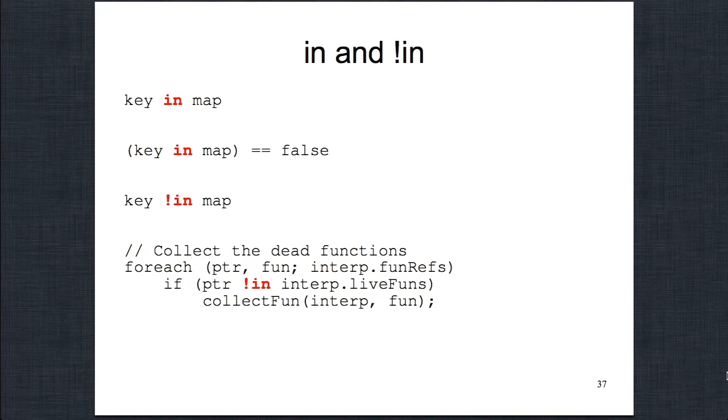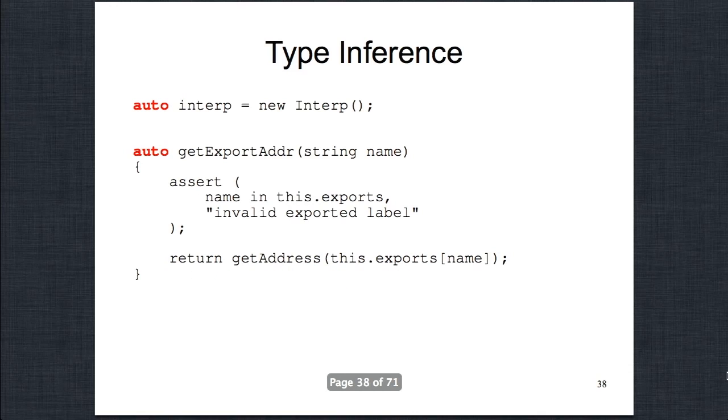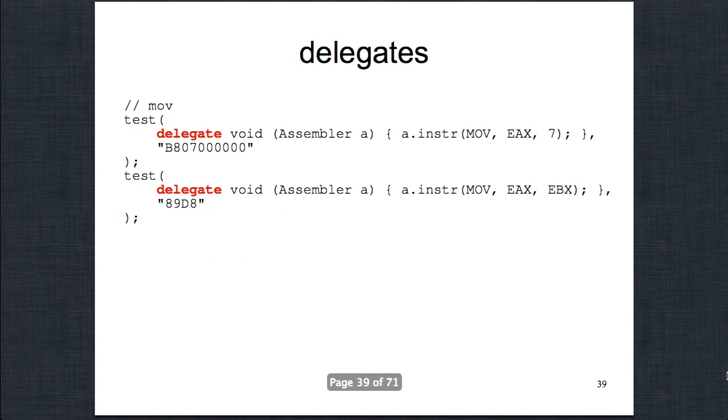In and not in. Having a lot of experience with JavaScript, JavaScript has an in operator, but it doesn't have the negation of it. And when I saw this in D, it's like, why didn't they think of this? Type inference is not exclusive to D anymore, but when I coded in C++, there was no auto keyword. This is very useful. It saves a lot of code duplication. It makes refactoring a lot easier.